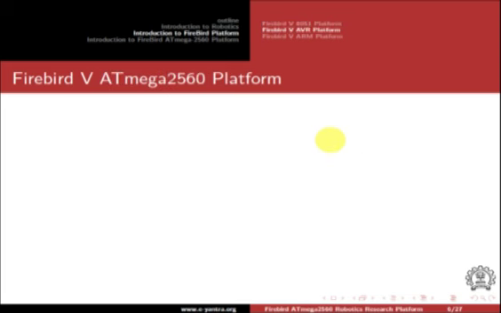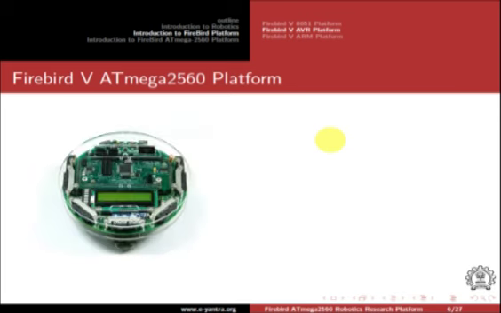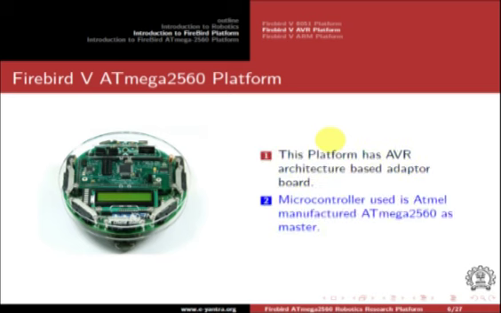The second platform is Atmega 2560 based Firebird V robot. As you can see, this looks similar in structure as P89V51RD2 based platform. As I said, all platforms have two PCBs. Bottom PCB is same and top PCB or the adapter board uses Atmel manufactured and AVR architecture based Atmega 2560 microcontroller. So this platform is slightly advanced and provides more features as compared to 8051 based board. We are using this platform and will learn more about it as we progress further.